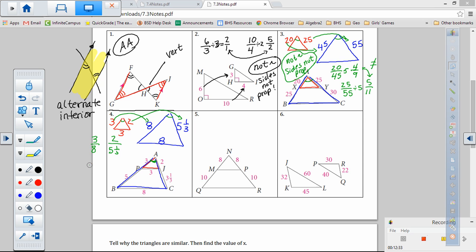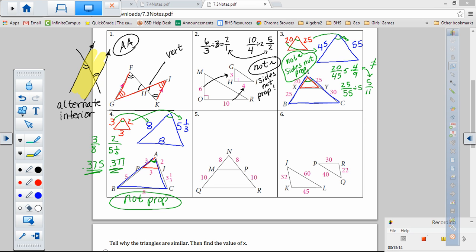3 divided by 8 is 0.375, but then you have to do 2 is to 5 1/3. So you're going to have to take your calculator out and do 2 divided by 5 1/3, and you're going to get 0.377. Not exactly proportional. Okay?